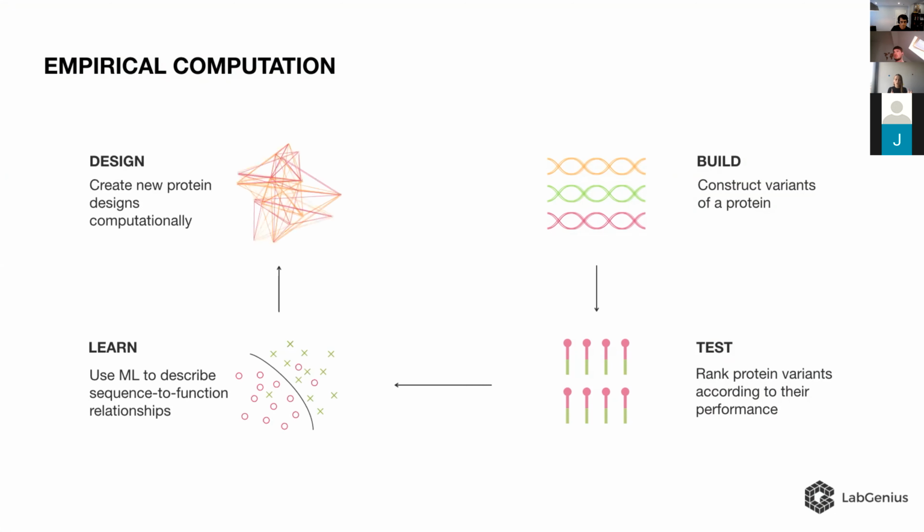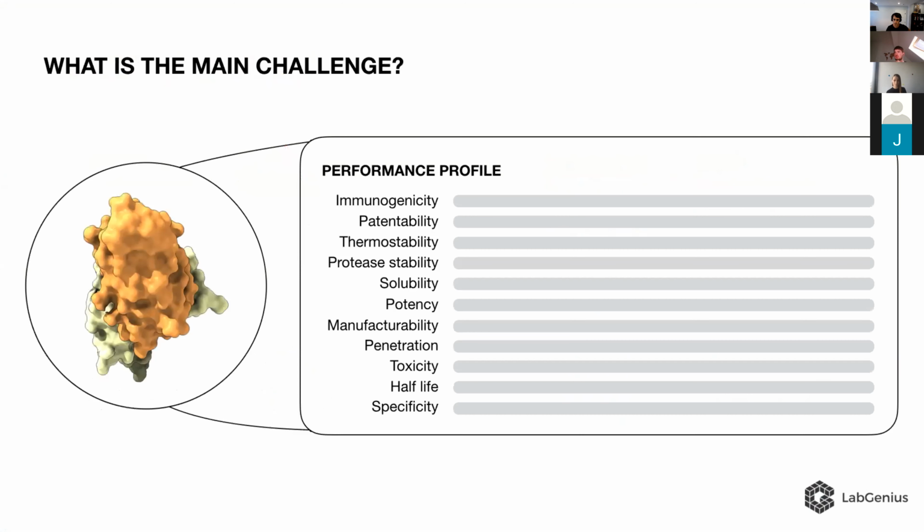And then once you have that description of the relationship, you can use it in order to design and inform the next generation of your libraries of a protein. So you could go in this iterative sort of circles until you found a protein that does satisfy, or a set of proteins that do satisfy all of your needs. Well, now we have a framework. What is the main challenge in designing a protein therapeutic?